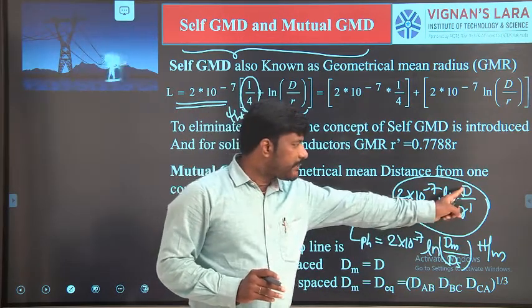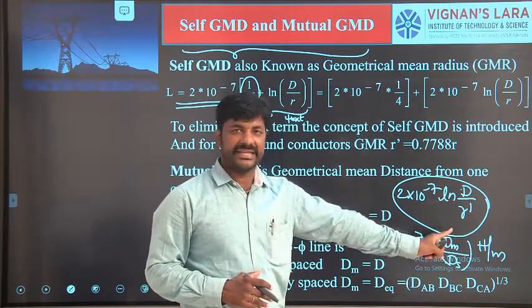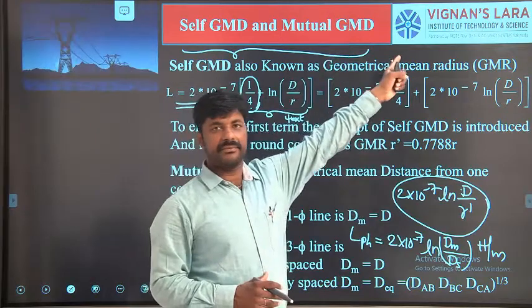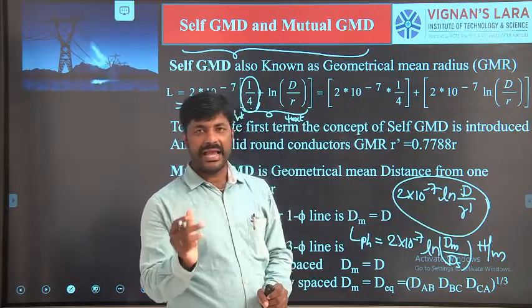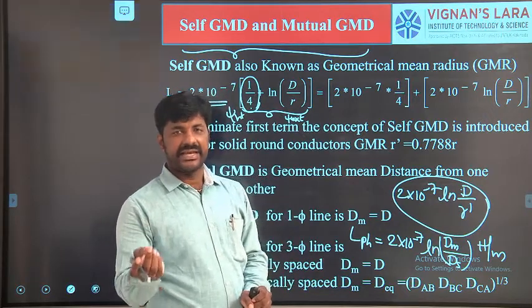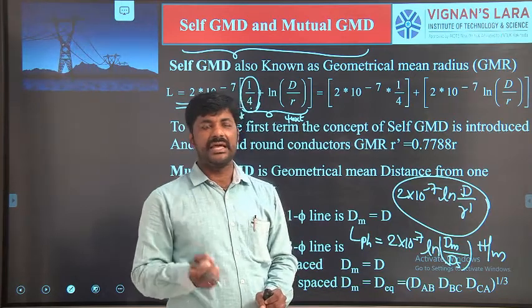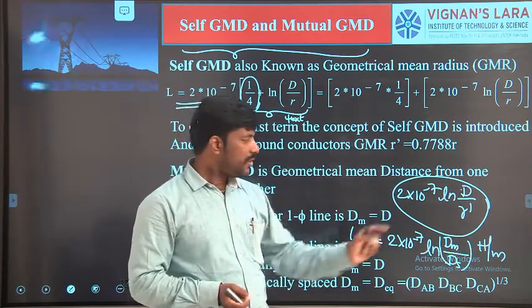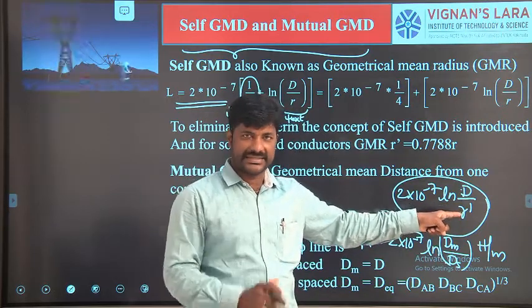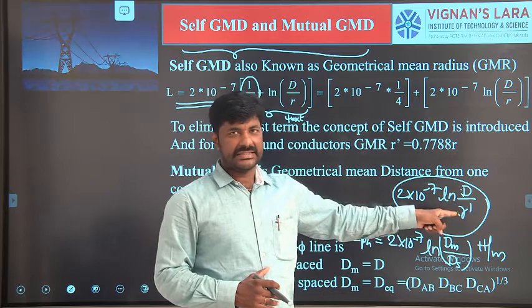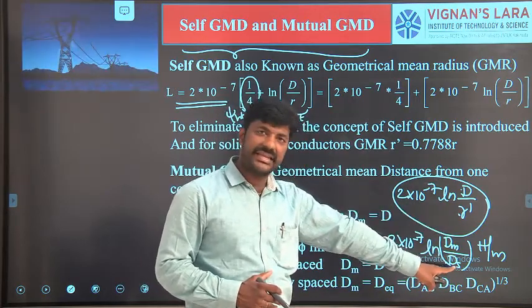That is why I have replaced this capital D with mutual geometric mean distance, mutual GMD. And coming to the denominator, R dash, as I told you, R dash is fictitious radius. Radius means how much diameter was there inside the conductor. So that was a self value of its own conductor. That is why we call this R dash in some notations as Ds also.